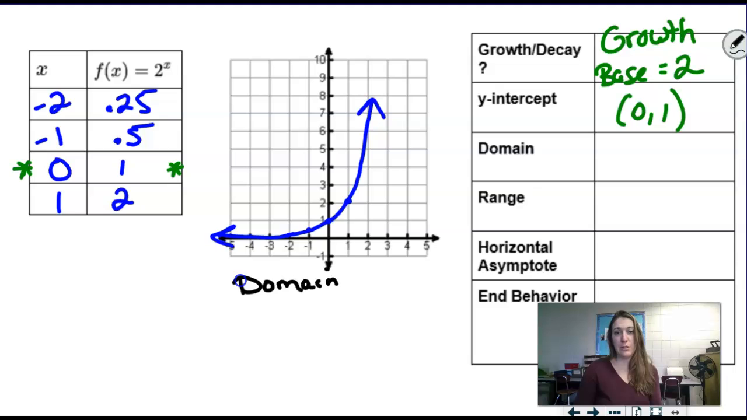Remember, domain is from left to right. How far does this function stretch? And this function goes forever to the left and forever to the right. So that's great news. Easy domain, negative infinity to infinity.